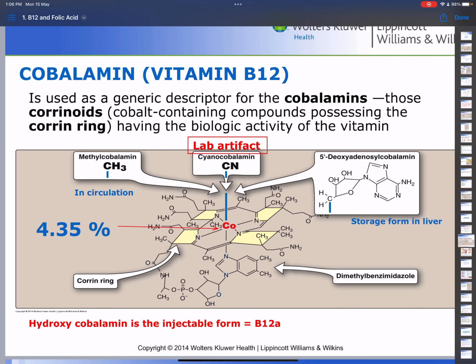Okay, then it becomes a releasable form. It will be excreted with the urine. So we hypothesize that cyanide, if it's in the blood, will cause vitamin B12 deficiency.